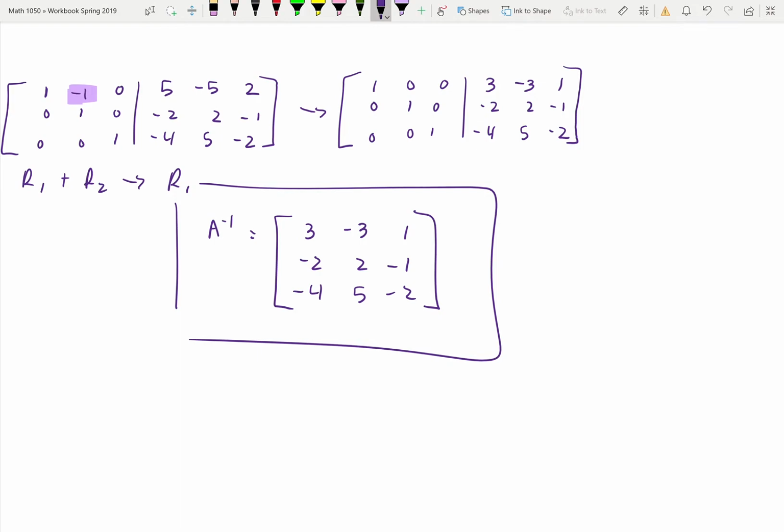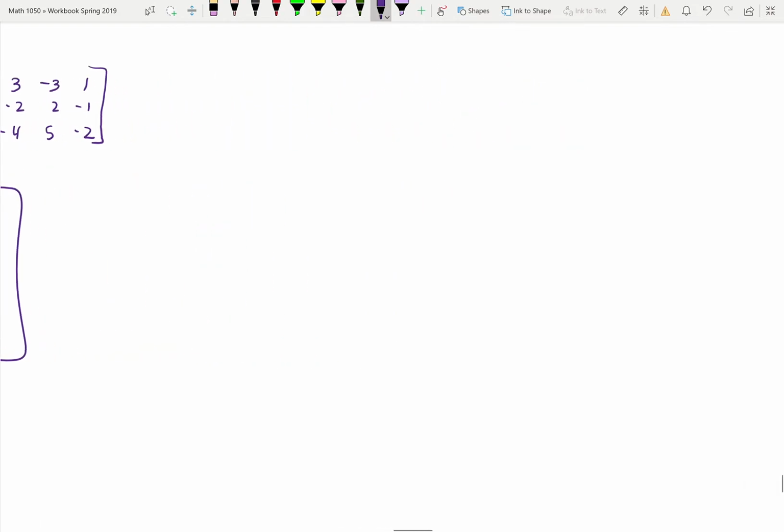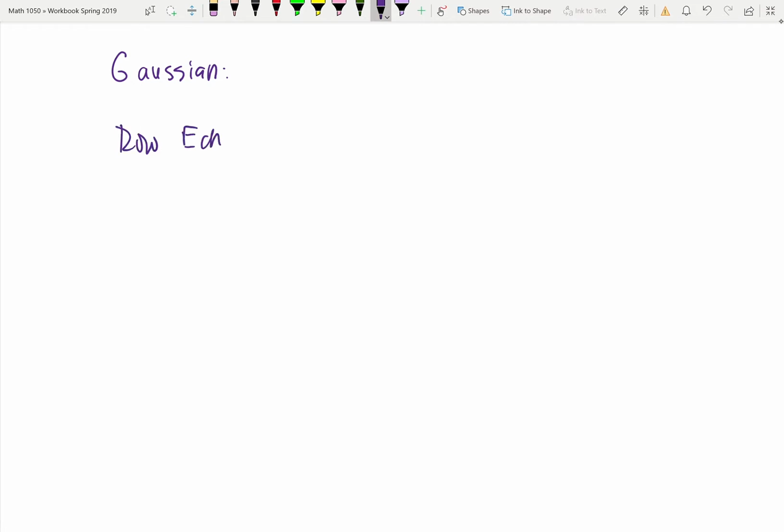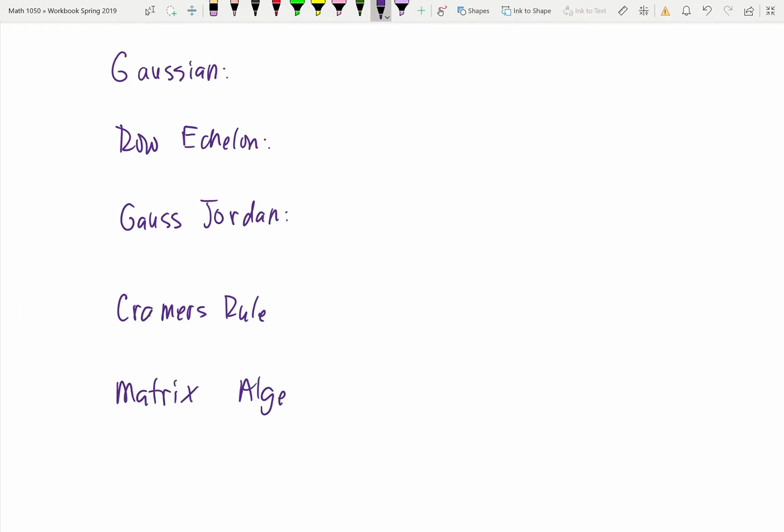Okay. You know, I should have done this at the beginning, and I'm sorry. Just a quick summary of the methods. Okay. So we have Gaussian. We have row echelon. We have Gauss-Jordan. We have Cramer's rule. And we have matrix algebra. So not only do you have to remember how to do them, you have to know the difference.